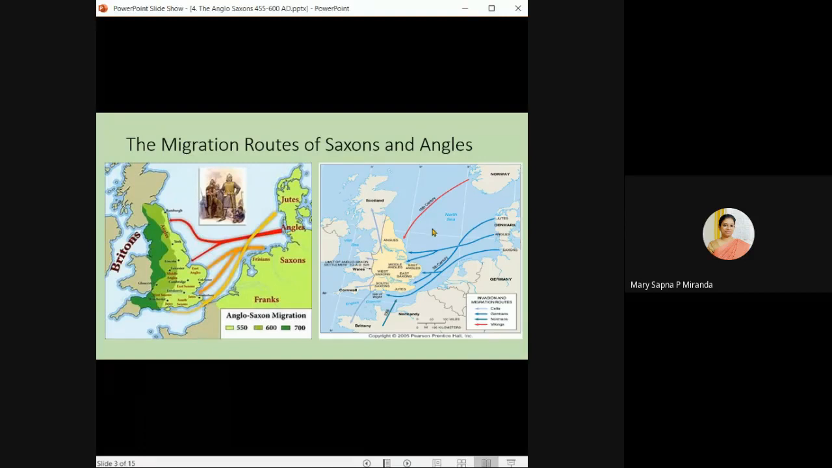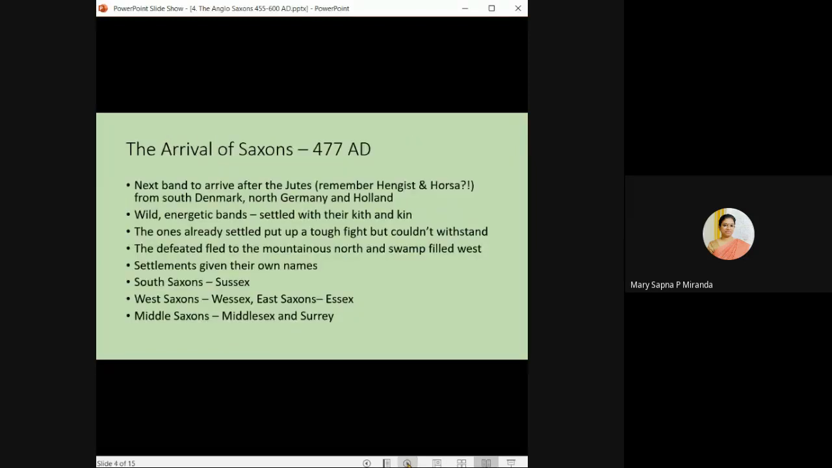So this class is mainly about the Germanic invasion of Great Britain, wherein we are looking at the migration routes, where they came and settled in Britain, and what kingdoms were established by these invading groups or tribes. So one is Kent. We are already familiar with Kent, which was occupied by the Jutes. Now after the Jutes, you have the arrival of the Saxons, roughly at 477 AD. So the next band to arrive after the Jutes were the Saxons.